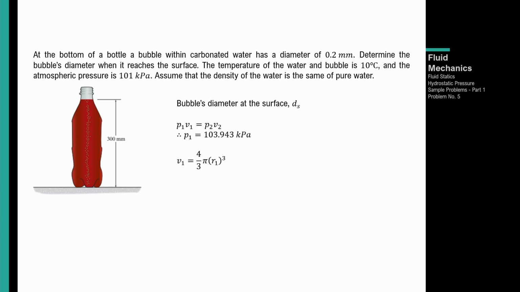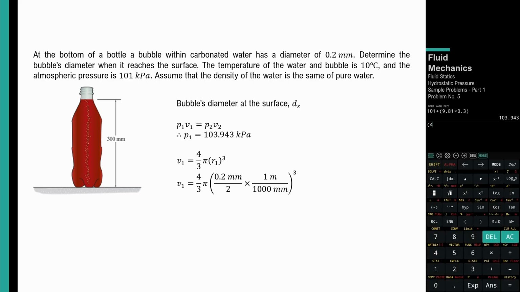As for the initial volume, V sub 1, it is 4/3 pi r sub 1 cubed, because the bubble is spherical. Given the diameter, divide by 2 to get the radius, and convert to meters: 1 meter over 1,000 millimeters, then cube. So that the units are correct in the final answer, V1 is 4/3 times pi times 0.2 over 2 times 1 over 1,000, and then cube. Therefore, the initial volume, store na lang sa B.